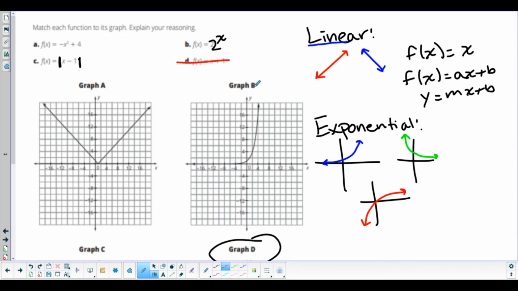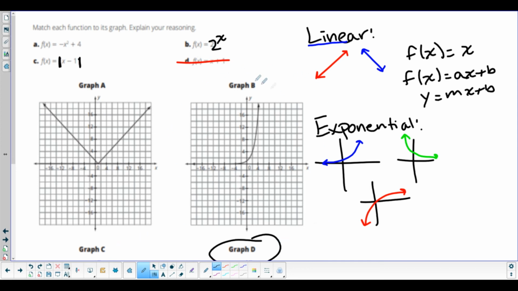Anything that looks like this sort of one-sided ramp-like curve, like the Ninja Warrior wall, if that helps, or, you know, it's not symmetrical. It's super, super steep at some points, and then it flattens out on the other side. You're going to know that's exponential, okay? And that's graph B in this case.